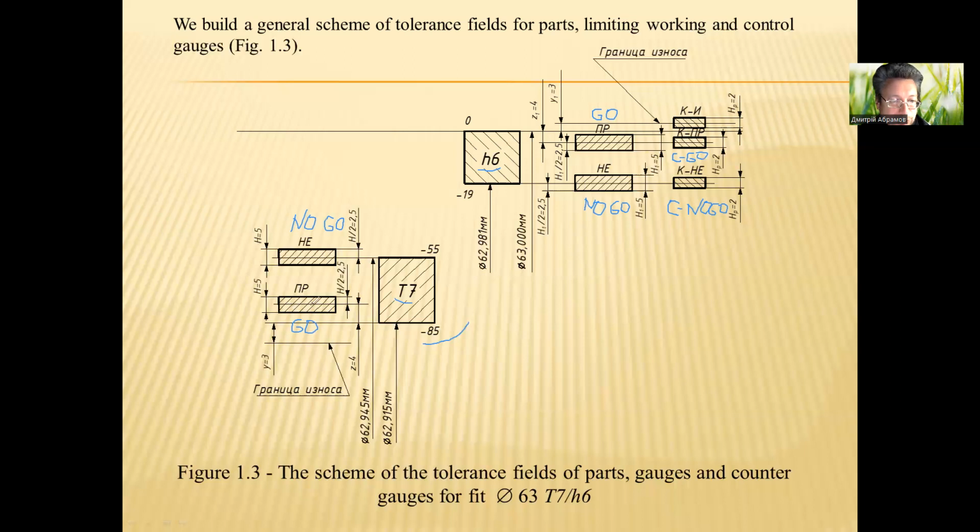So you can see the tolerance fields of these gauges. Write down to your notes this scheme of the tolerance fields of parts, gauges, and contour gauges for diameter 63, T7, H6. T7 is the tolerance field of the hole, H6 the tolerance field of the shaft.